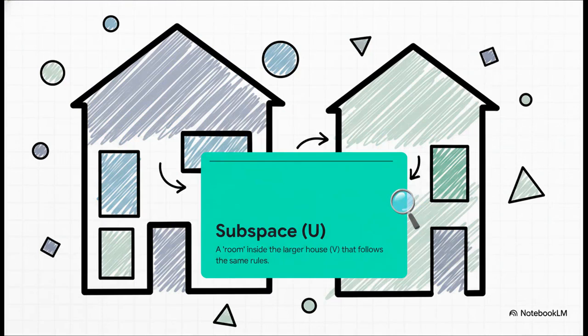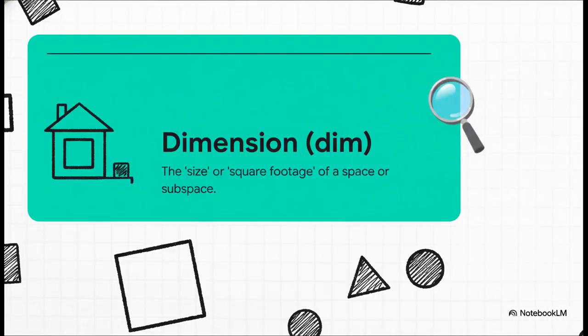And of course, inside our house V, we have rooms. In math speak, we call these subspaces, or U. That's all they are, just rooms inside the main house. The key thing to remember is that these rooms have to play by the same rules as the house itself. You can't have a room where gravity works sideways, right? Same idea here.